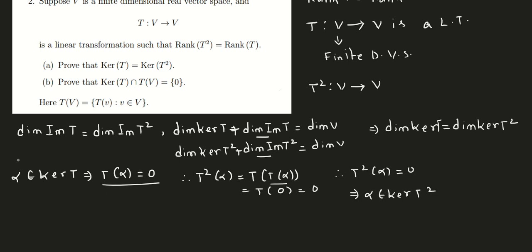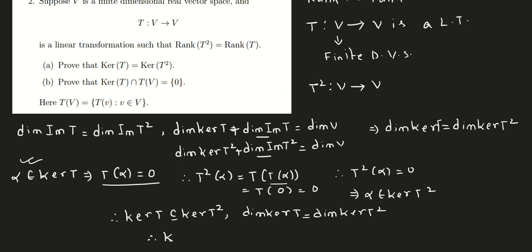Observe that I chose this alpha from ker T and I have proved that alpha belongs to ker T squared. So I can write that ker T is a subspace of ker T squared, having the same dimension, dimension of ker T equal to dimension of ker T squared. We know that two subspaces of V having the same dimension are the same. So from this I can say that kernel of T equals kernel of T squared. So this is our first proof.